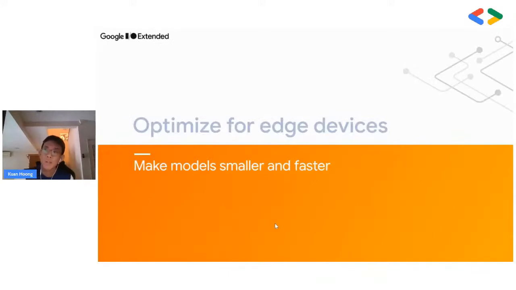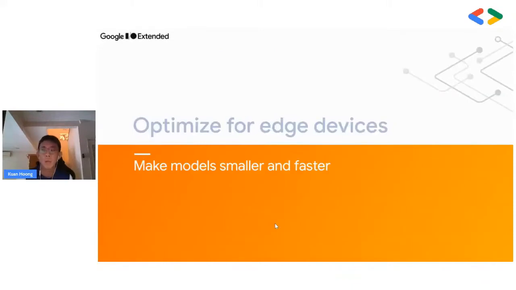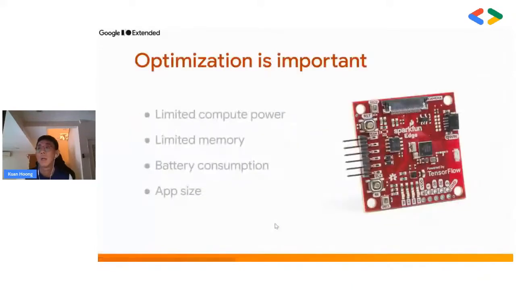Okay, so TensorFlow Lite is optimized for edge devices. Basically, how do we do it? How do we optimize the machine learning model to be able to deploy on edge devices? So basically, we make the model smaller and faster. Optimization is important because edge devices have limited computing power and limited memory, and you want to limit the battery consumption because sometimes they are running on battery.